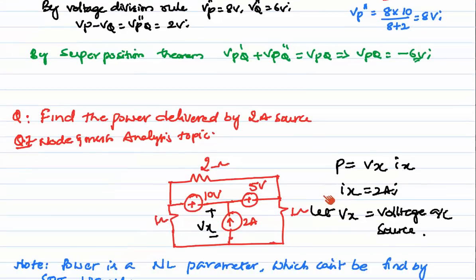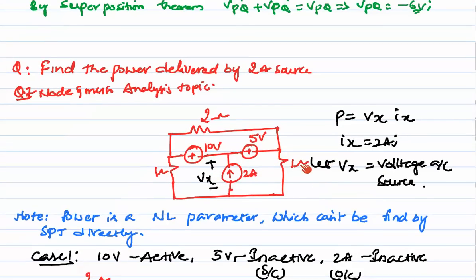Right. Next, find the power delivered by the 2 amp source. This is a question which was solved using node and mesh analysis, and we got the power also. In this case, we are going to solve the same problem using our superposition theorem. Power is nothing but the product of voltage and current, and here we know the current.